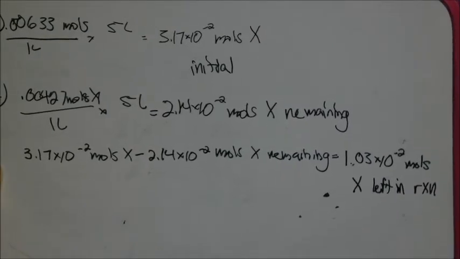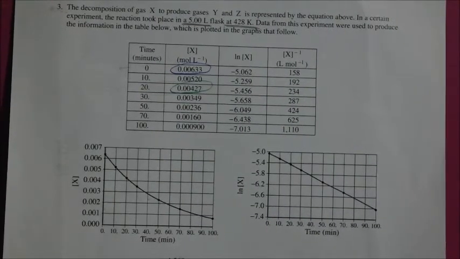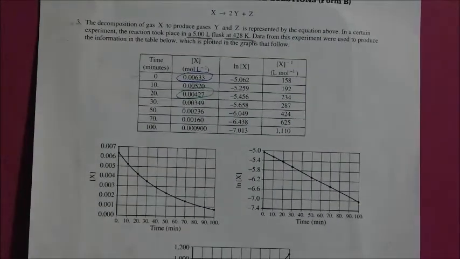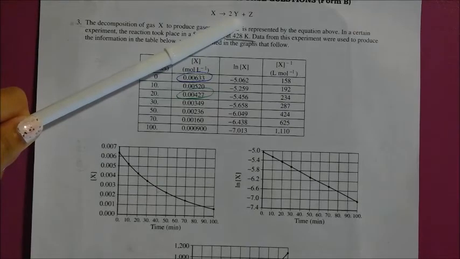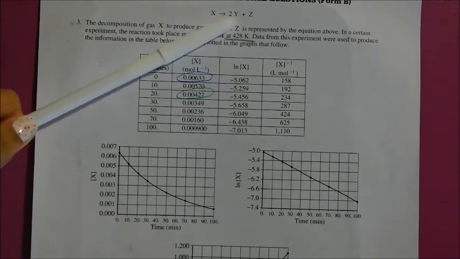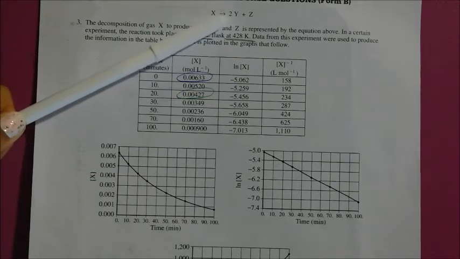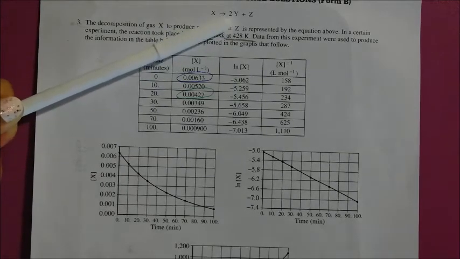And with this number, you would use the stoichiometric ratio of the equation up above, right there. And you would see that 1 mole of X reacted would produce 2 moles of Y. So you use the stoichiometric ratio of this and Avogadro's number to find the molecules of Y produced in the first 20 minutes of the reaction.